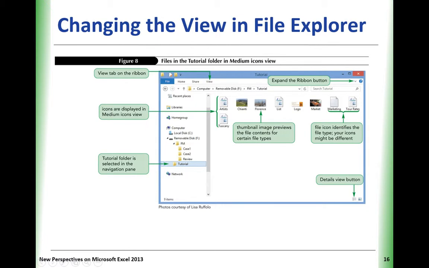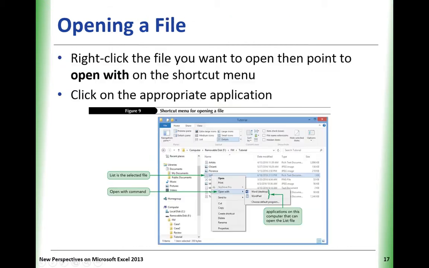We can change the view in File Explorer. Here's the View tab, and we can come over here to expand the ribbon button. I showed you all this before. In this case, our view is different. We're seeing the list view. We're seeing the detail view. All right, so this is the detail view, and the reason it's called that is because it has the name of the file, the date modified, the type, and the size. The list view only has the name of the file.